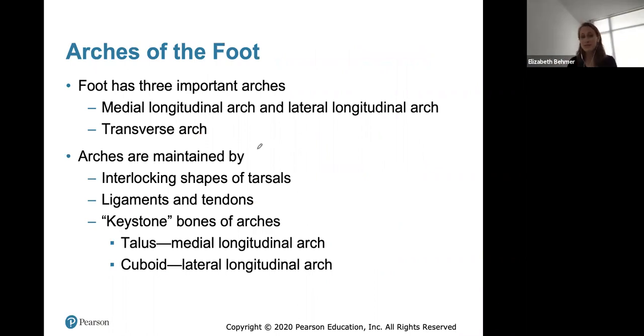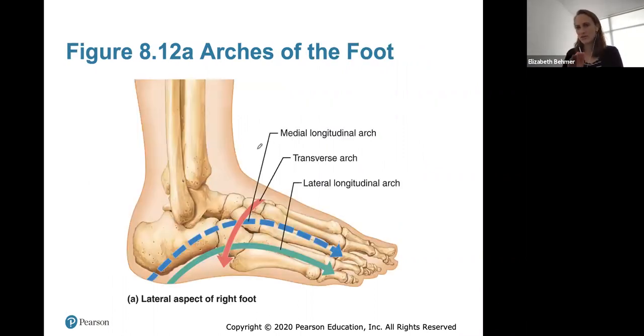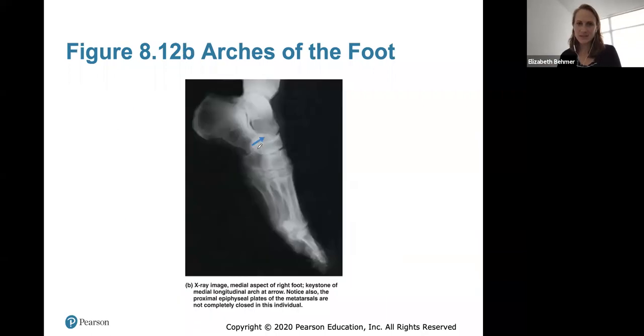There are arches of the foot, a medial, lateral, and transverse arch. The arches are maintained by interlocking shapes and ligaments. The keystone bones of the arches are the talus and the cuboid. And these arches are important for supporting, again, all the body weight. And you can see an X-ray image showing one of the arches.